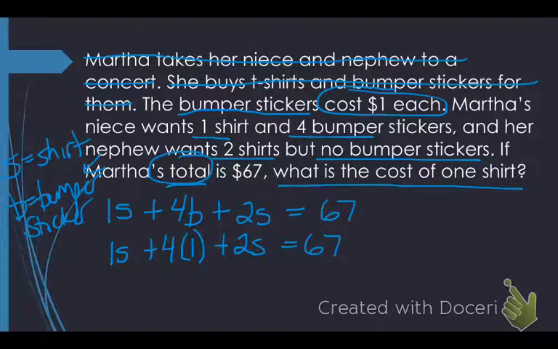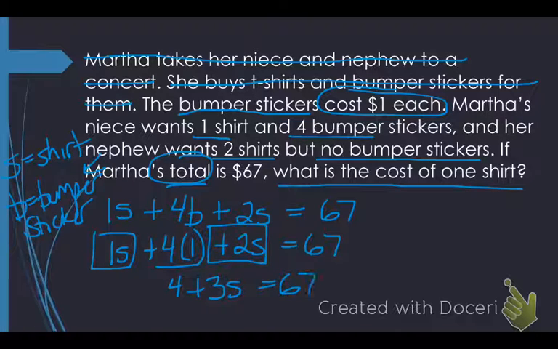I see a couple things here. I see that 4 times 1 is going to be 4, so that's not really going to change. But I also see that 1S plus 2S, 1 shirt for the niece and 2 shirts for the nephew, tells me that I am buying 3 shirts total, equals $67. So $4 for the 4 bumper stickers, plus the total cost for the 3 shirts, which I don't know yet, is going to altogether be $67.